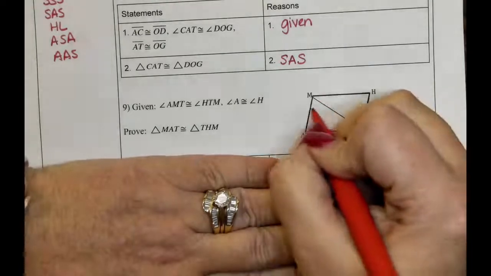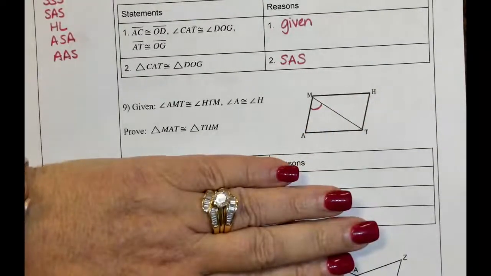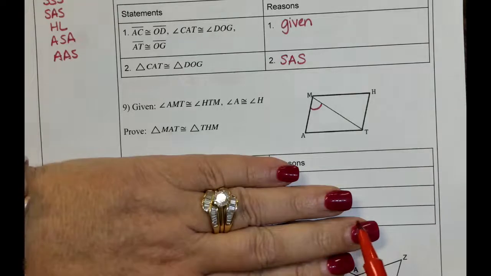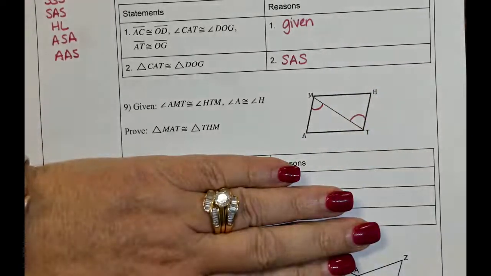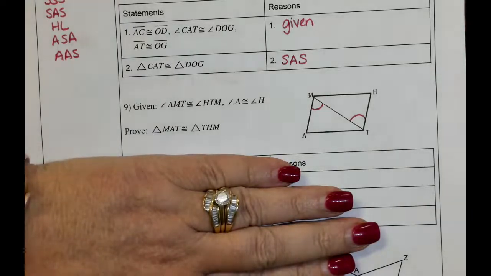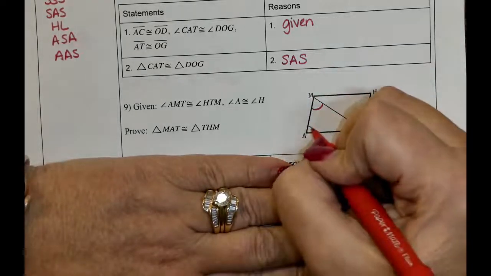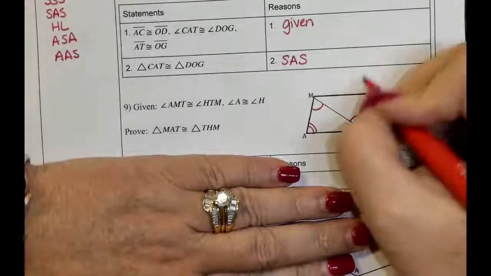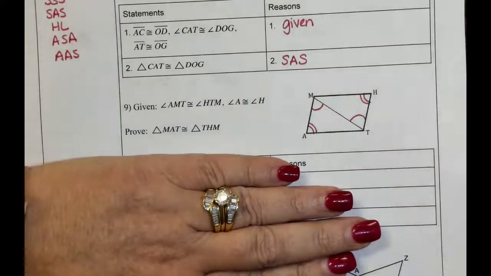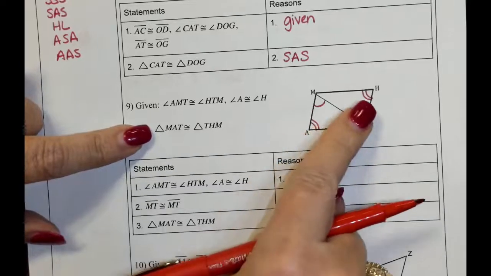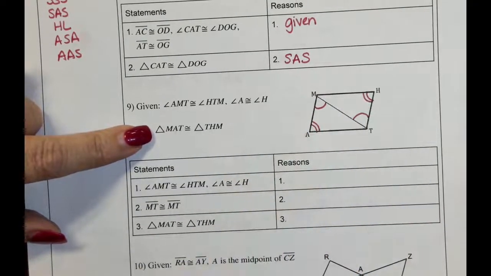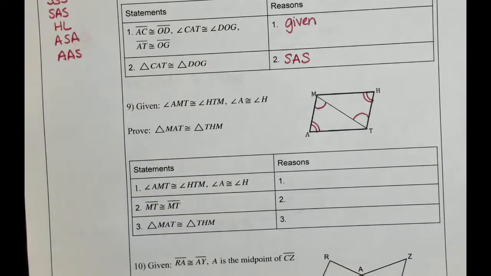AMT, so AMT is right here. This is why it's important to know how to name angles. AMT is congruent to HTM. So I'm going to mark those two congruent. I'm just marking what's congruent so that I can see it in my picture. And then angle A is congruent to angle H. So I'm going to start there. Here's what I'm going for: I want to prove that this triangle is congruent to this triangle. That's what we did the other day. I asked, are the triangles congruent and why? That's what I'm trying to get to.